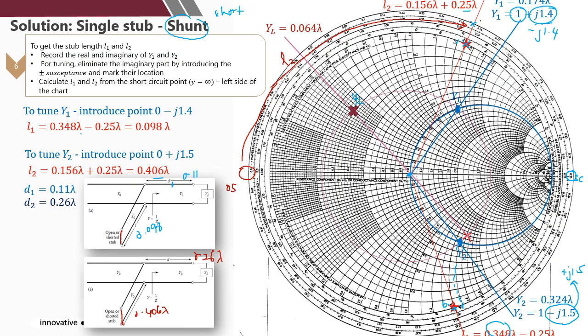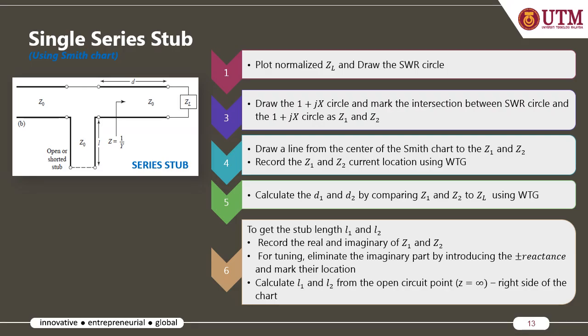Okay, and so on. Okay, for a single series stub, just now we have seen the shunt or the parallel stub. So now if you have a matching network introduced in between the transmission line and the load, and it is in series, either open or short circuit, you may follow more or less the same steps. However, for series stub, we just simply use the impedance. Okay, so for the impedance Smith chart, you have the open circuit here and you have the short circuit here.